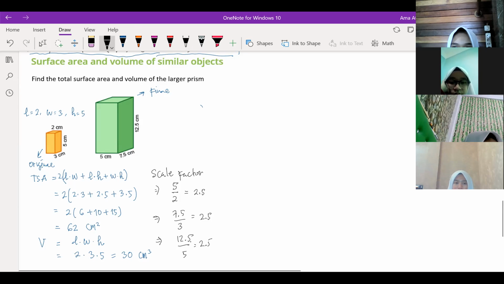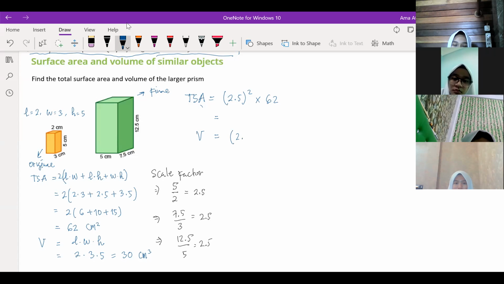Now, the total surface area of the final prism is the square of the ratio multiplied by 62. Kalita, can you please help me to find this? And then the volume is the cube of the scale factor multiplied by 30. Okay, again, can you please give me the numbers? How much is this?